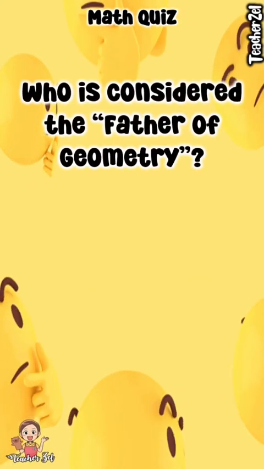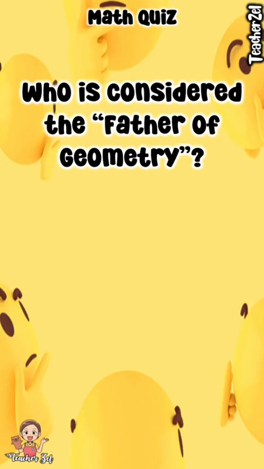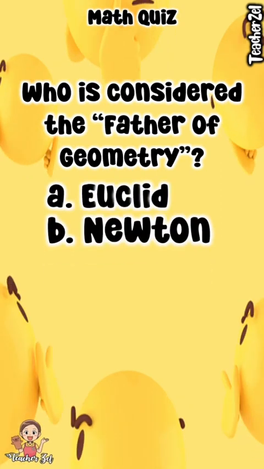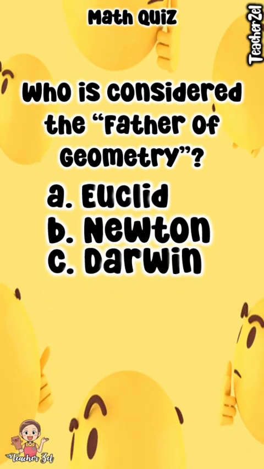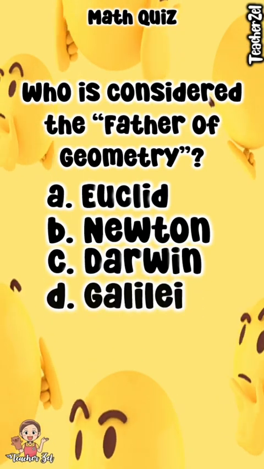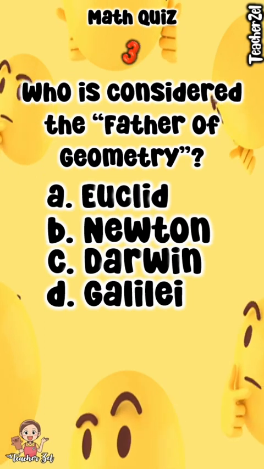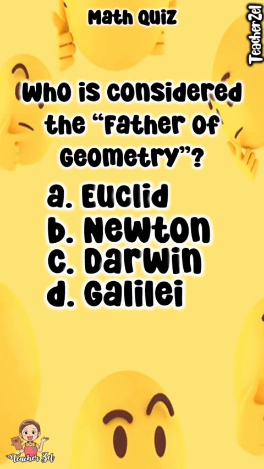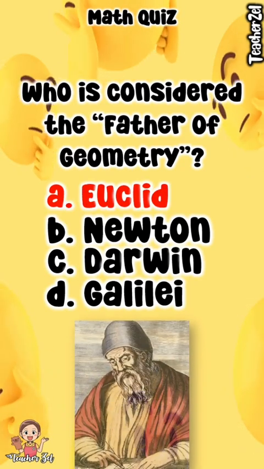Who is considered the father of geometry? A. Euclid, B. Newton, C. Darwin, D. Galilei. The answer is A. Euclid.